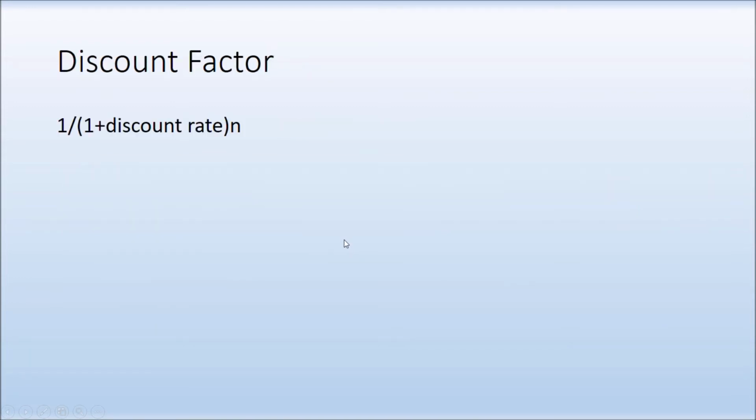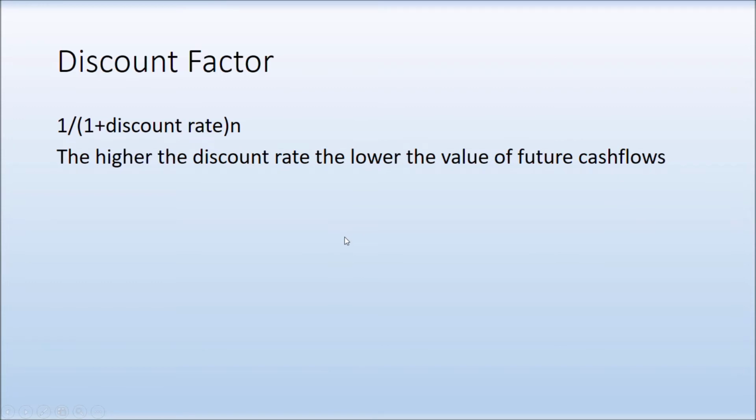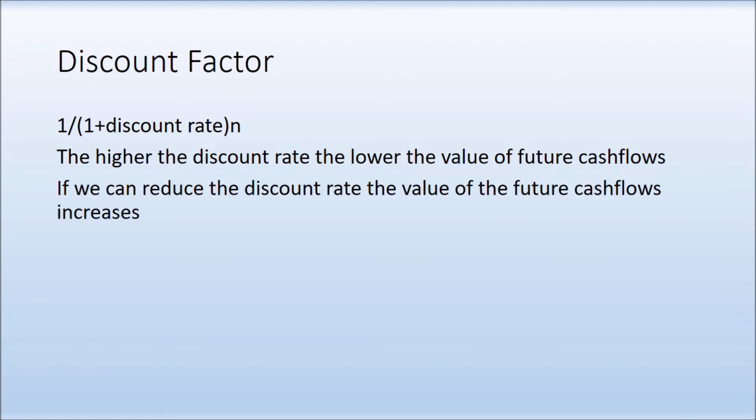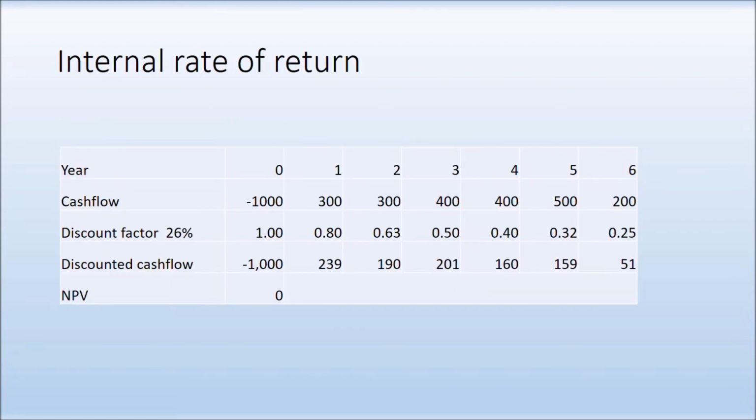That's the discount factor. The higher the discount rate, the lower the discounted value of those future cash flows. So if we can reduce the discount rate, then the value of those future cash flows increases. We'll see that later on when we get into the WACC.